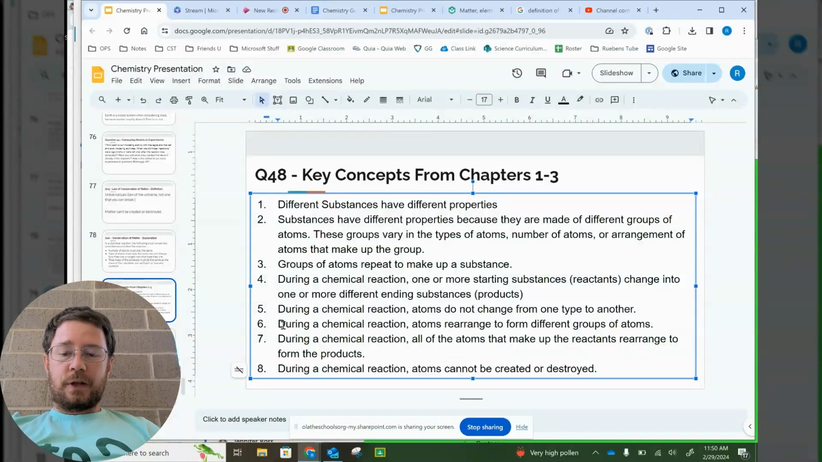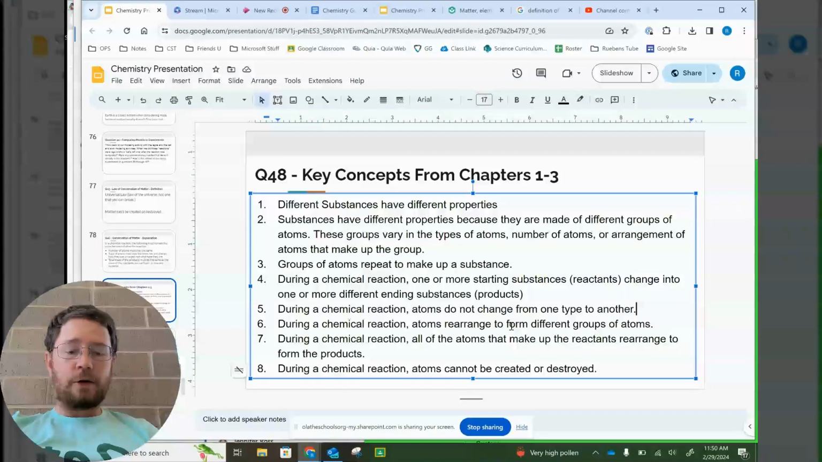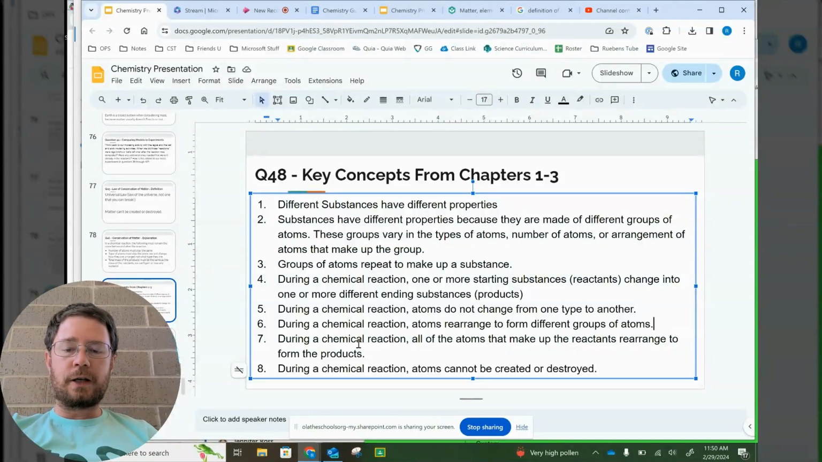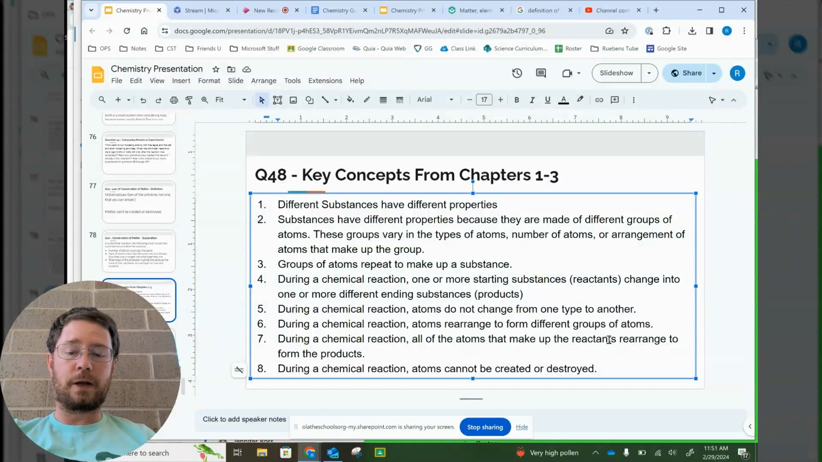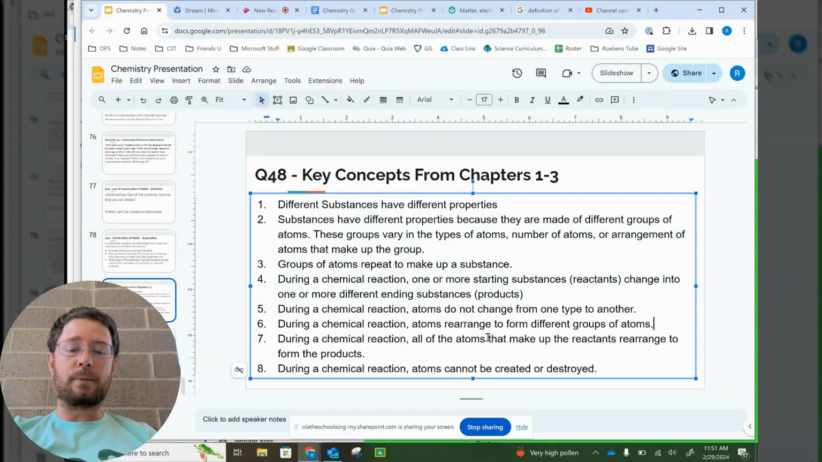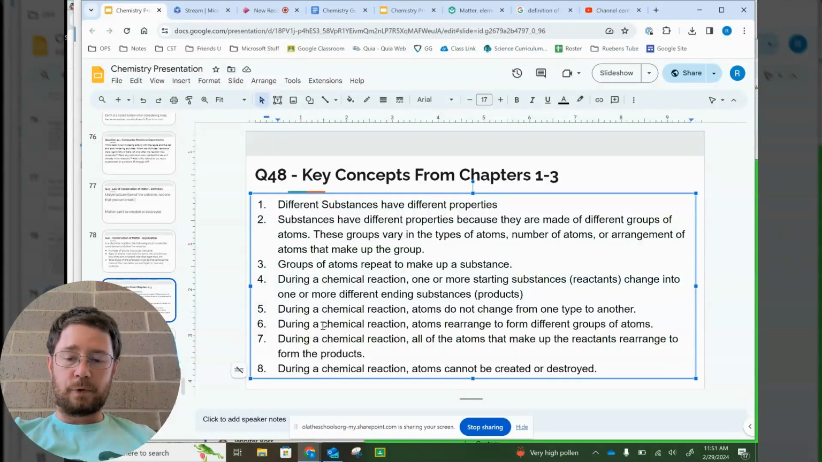Key concept number 6. During a chemical reaction, atoms rearrange to form different groups of atoms. So this means that the bonds have to be broken, the atoms have to move around to get a new shape in order to have a new substance. Key concept number 7. During a chemical reaction, all of the atoms that make up the reactants rearrange to form the products. So we use all the atoms, not just some of them, to form our products.